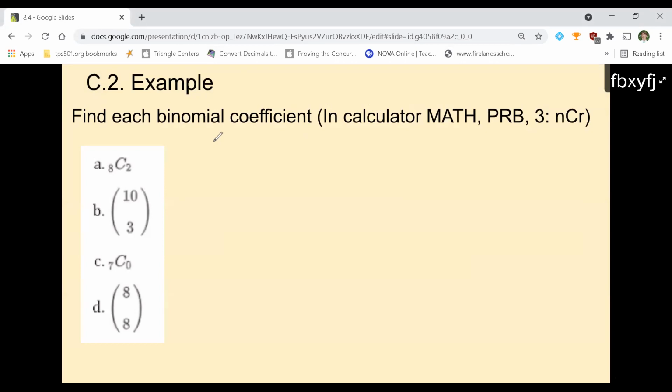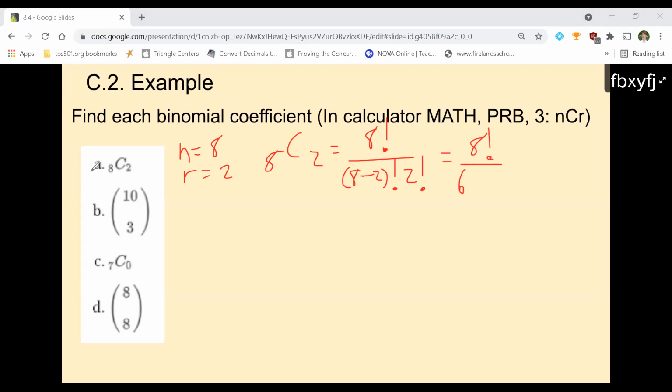All right, so let's do these by hand and then let's do a bit of practice. All right, so for this one, again, 8C2, 8 combination 2, is telling me that n is 8, r is 2. So 8C2 is just 8 factorial divided by 8 minus 2 factorial times 2 factorial, or 8 factorial over 6 factorial times 2 factorial.